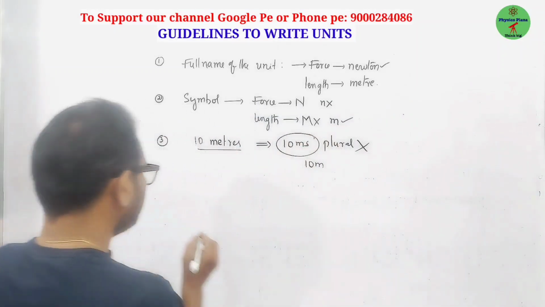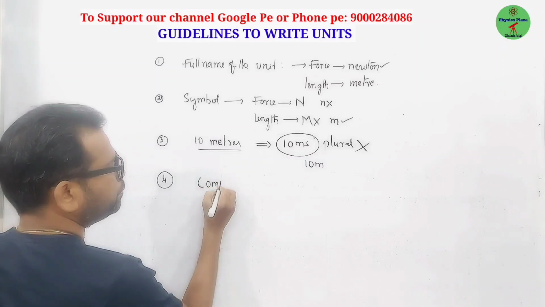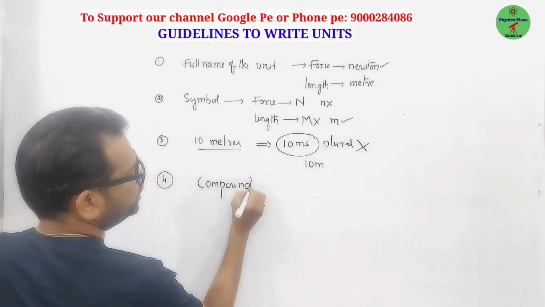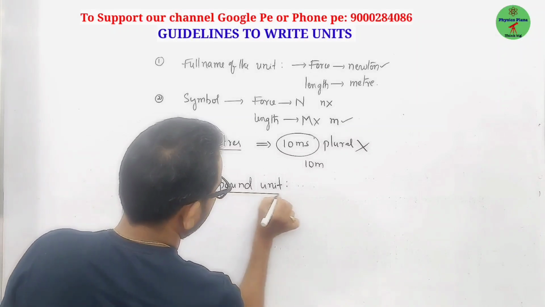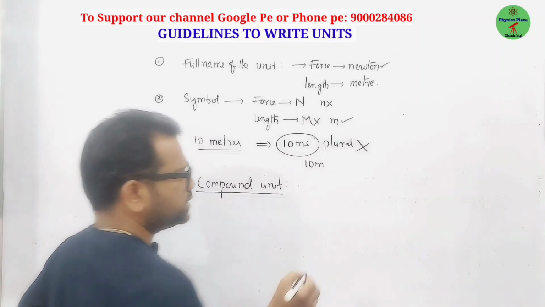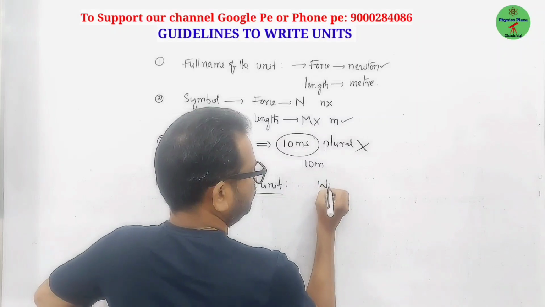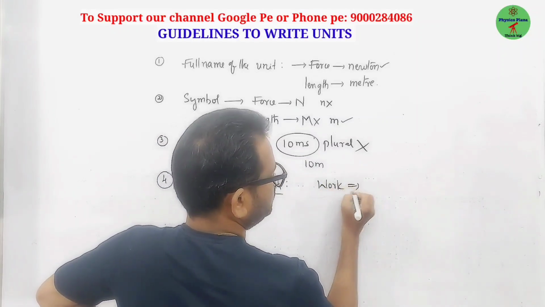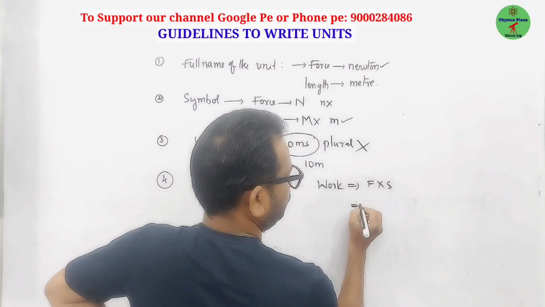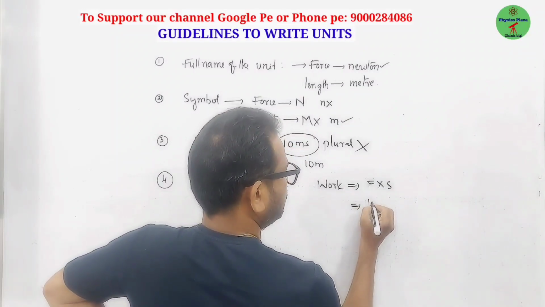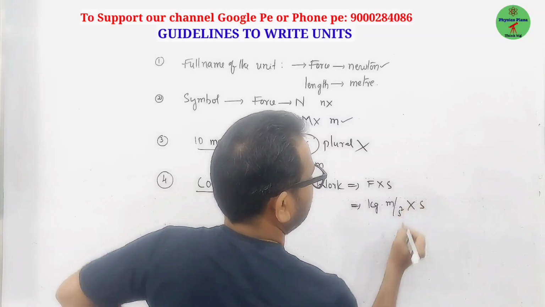Okay, fine. And here one more thing, whenever you are writing a compound unit. Compound units are usually derived units only. For derived quantities we have components. For example, work. For this the formula is F into S. So we should write it as kg meter per second square into second.